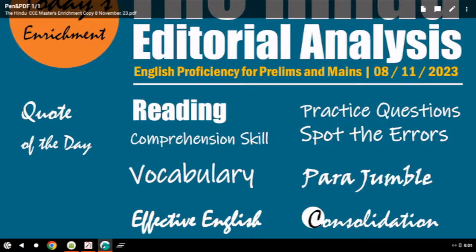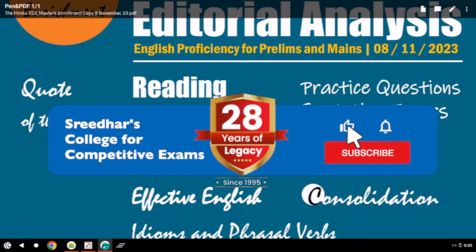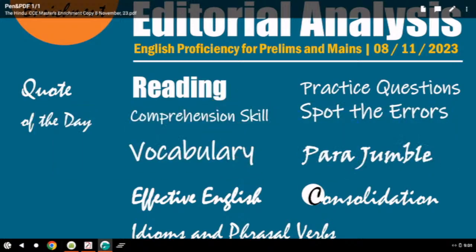and effective English based on the editorial. Besides these three, you are going to work on practice questions based on exam topics. And today's exam topics, error location, para-jumble, and consolidation also you are going to do. The words you got on Monday and Tuesday, you're going to get consolidated.